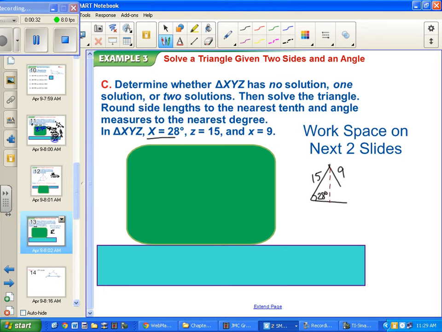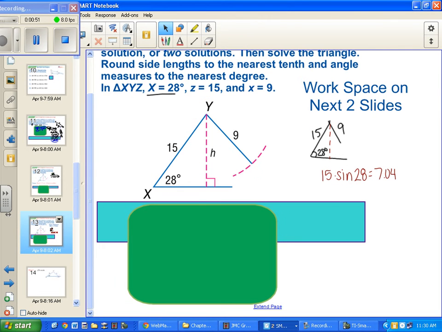Height is right here. So we take 15 times the sine of 28 to figure out what our height is. And that is 7.04. All right, well 9 is longer than it. So this is the case where 9 can swing out and touch out here, or it could swing inside because it is less than 15. So it could either be out here, or it could be in there. We have two different triangles.